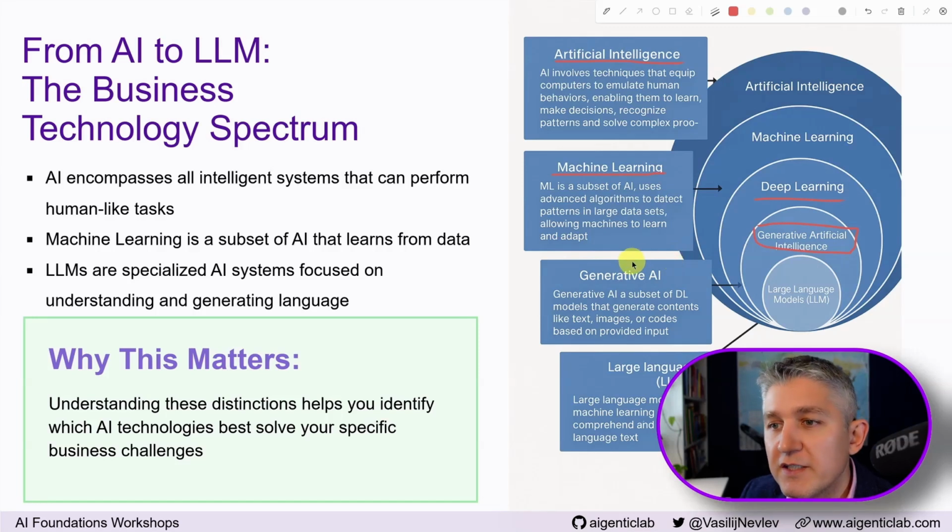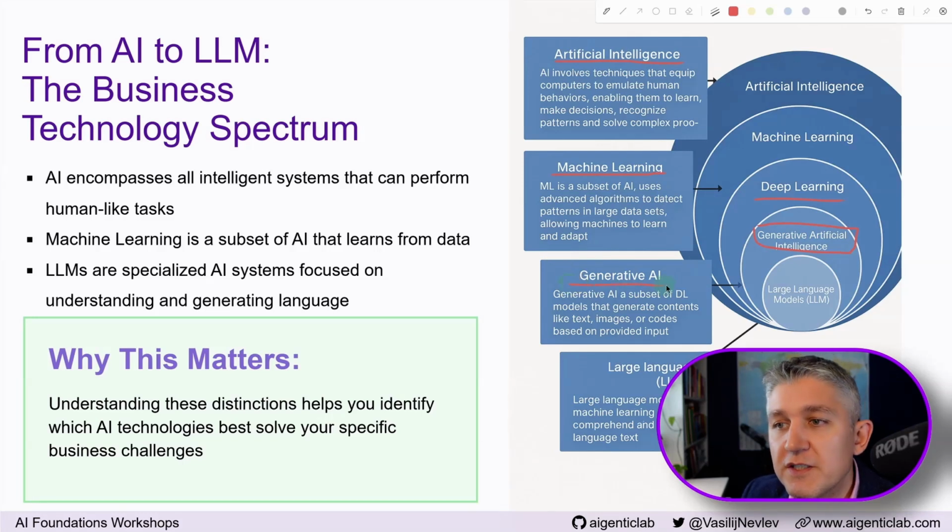Deep learning is the set of more advanced algorithms that boost machine learning. It has neural networks, various types of those, decision trees, gradient boost, all sorts of different algorithms that allow computers to find patterns in data.